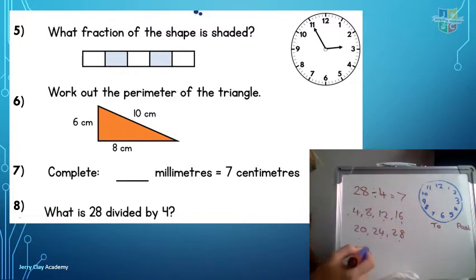Or alternatively, you could have drawn your 4 circles and shared out 28: 1, 2, 3, 4, 5, 6, 7, 8, 9, 10, 11, 12, 13, 14, 15, 16, 17, 18, 19, 20, 21, 22, 23, 24, 25, 26, 27, 28, and notice that there are 7 in each circle.